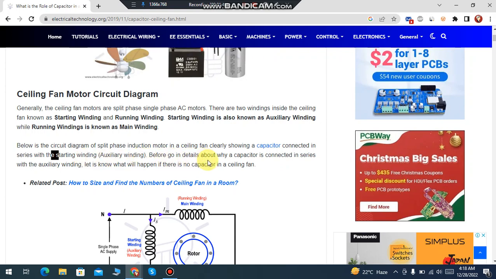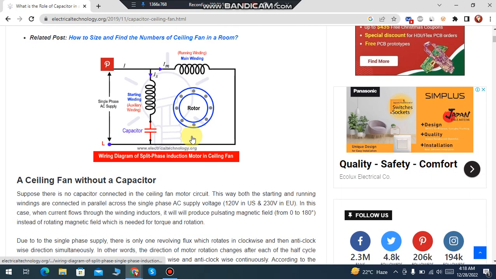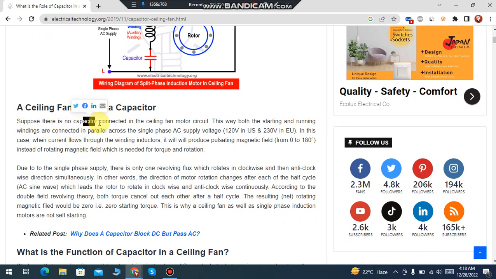Before going into details about why a capacitor is connected in series with the auxiliary or starting winding, let us know what will happen if there is no capacitor in a ceiling fan. A ceiling fan without a capacitor: suppose there is no capacitor connected in the ceiling fan motor circuit. This way, both the starting and running windings are connected in parallel across the single phase AC supply voltage, which is 120 volts in the US and 230 volts in the EU.